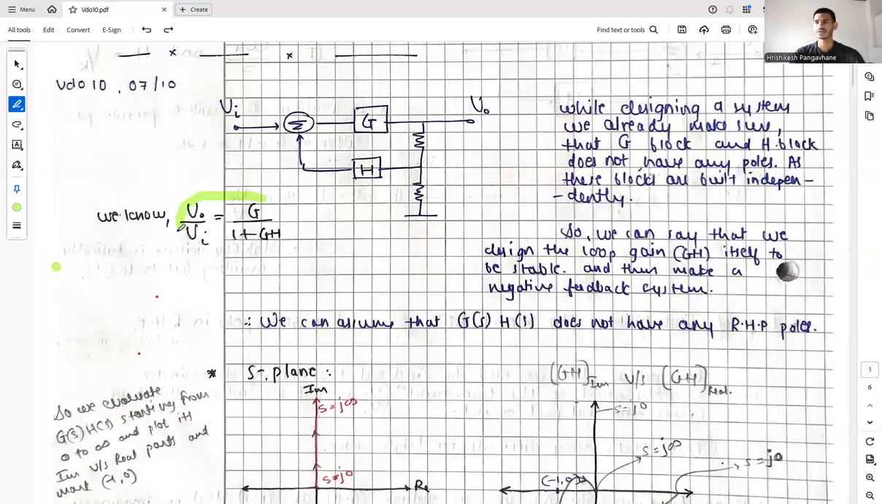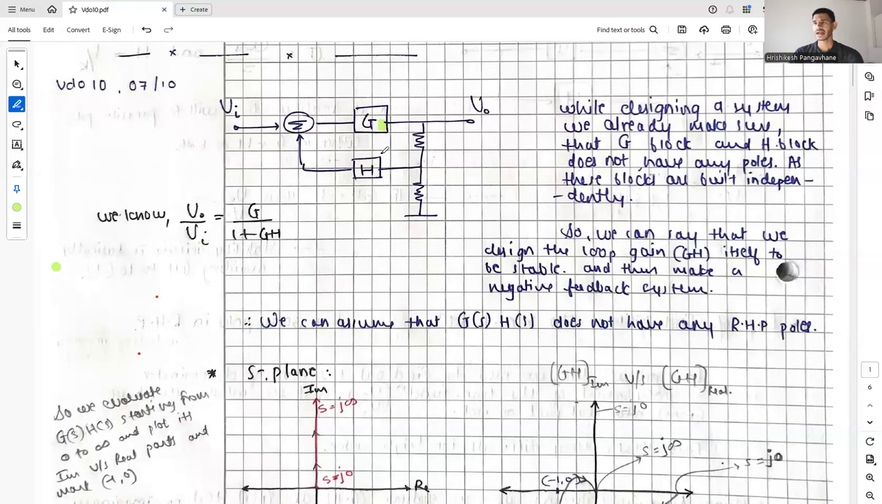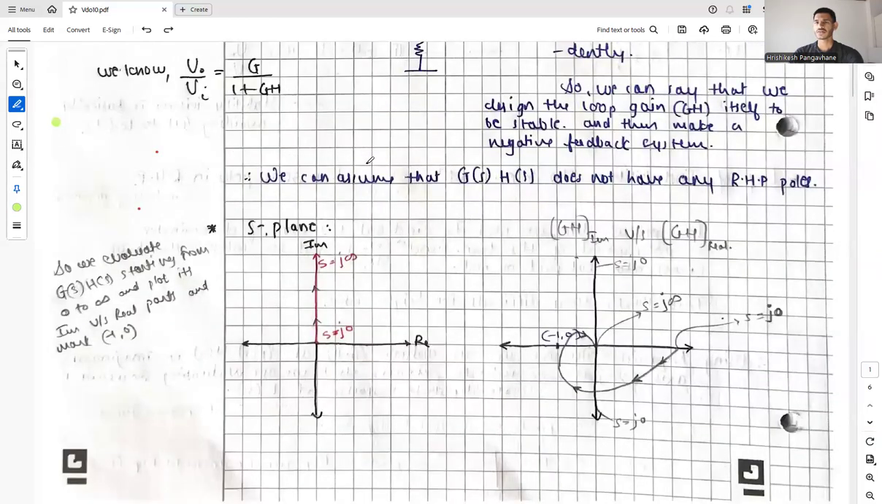So we are aware of the transfer function, and we can assume that G(s)H(s) does not have any right-hand plane poles. So basically the G block and the H block are stable within themselves. So what we do now is evaluate G(s)H(s) from 0 to infinity and plot its imaginary versus real parts, and mark the point -1, 0, which is basically a critical point.